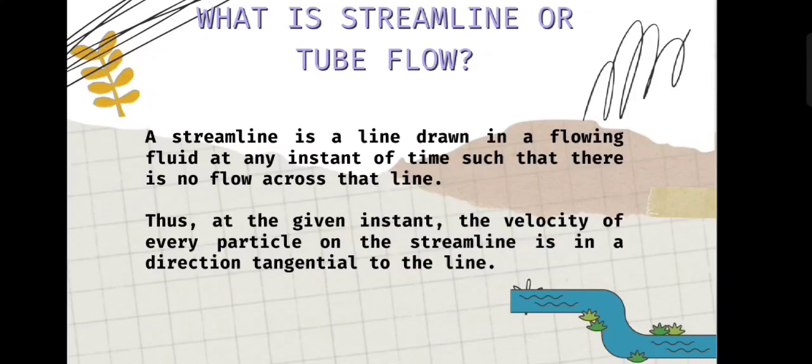A streamline is a line drawn in a flowing fluid at any instant of time such that there is no flow across that line. Thus, at a given instant, the velocity of the particle on the streamline is in direction tangential to the line.